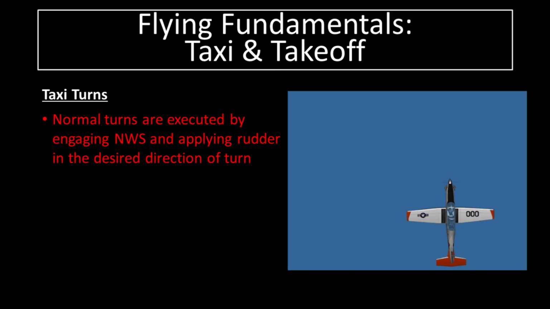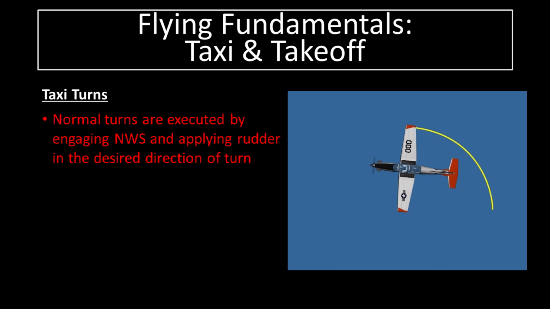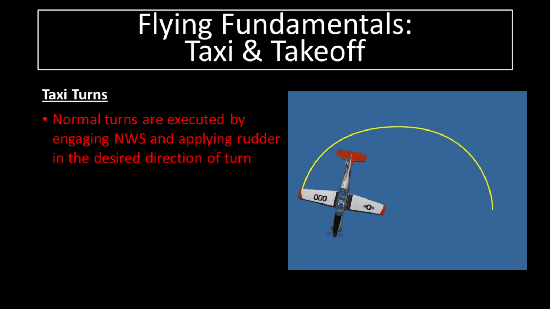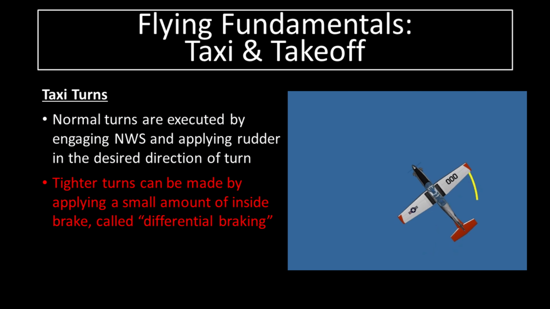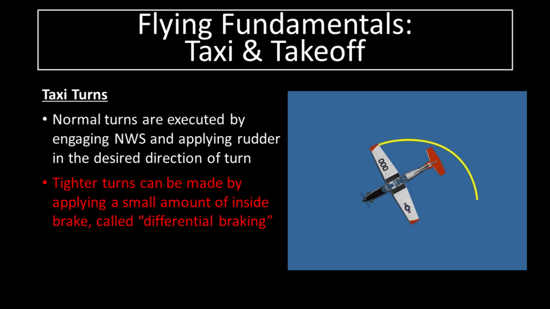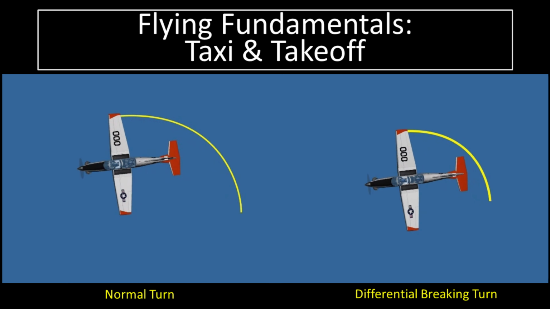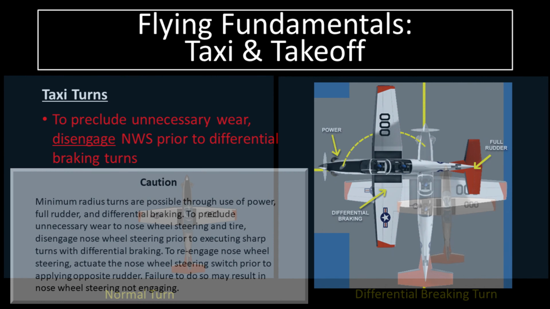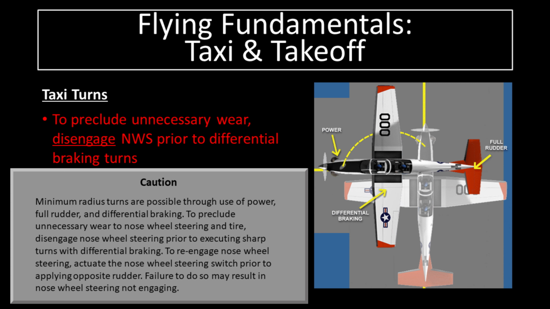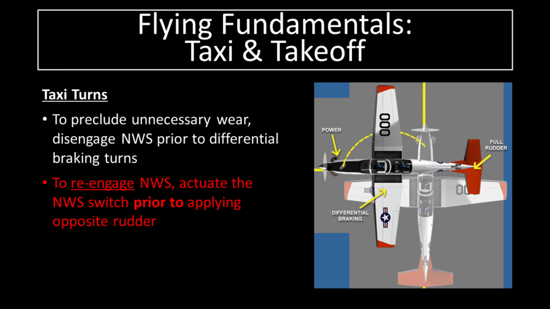In the T6B, turns are normally executed utilizing nose wheel steering by applying rudder in the desired direction of the turn. Tighter turns can be made by applying a slight amount of brake pressure on the rudder pedal of the side toward which the turn is being commenced. To prevent unnecessary wear, disengage nose wheel steering prior to differential braking turns. After executing the turn, re-engage the nose wheel steering by activating the switch prior to applying the opposite rudder to straighten the nose wheel. Failure to do so may result in nose wheel steering not engaging.